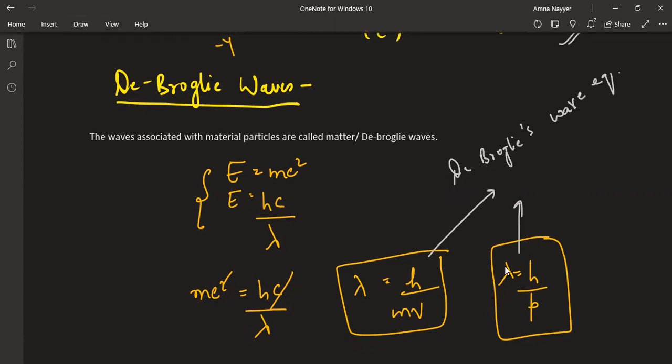So for the wave equation, either you can write it as lambda and then put an equal to sign and write h by mv. That will also be fine. So de Broglie's wavelength is the same. Then 4 points you have to write from this equation. This is just the equation. What all conclusions can you draw from this equation? So I hope this is clear. Waves associated with material particles are called matter waves or de Broglie waves. More than matter waves, the term de Broglie wave will be mentioned.